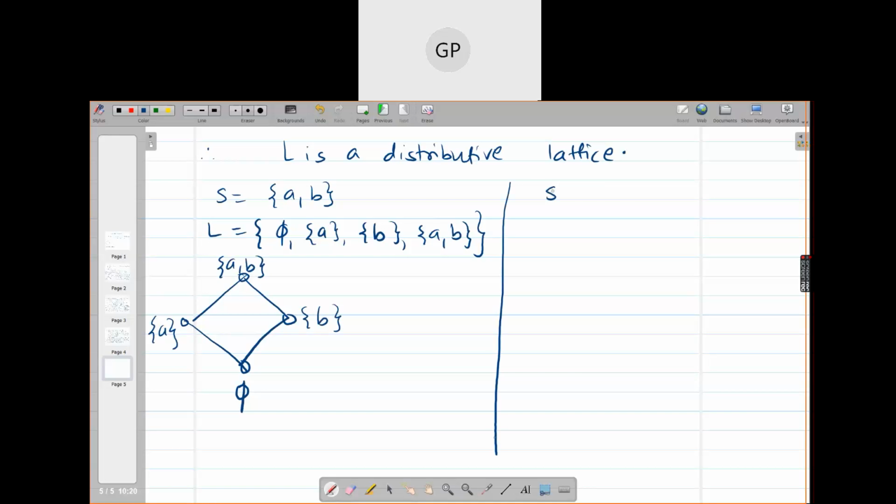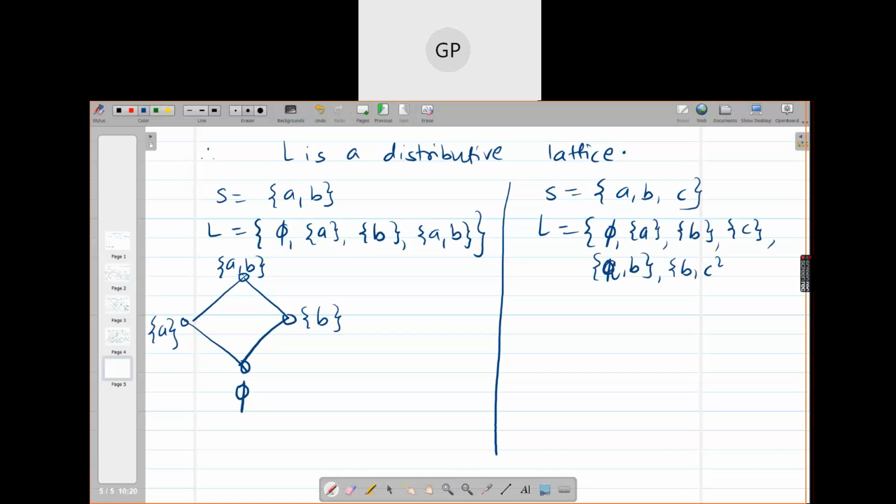Similarly, if you take A, B, C, your L will become phi, singleton A, singleton B, all subsets of S, singleton C, then you have AB, then you have BC, then you have AC, and you have ABC, the set itself. And the Hasse diagram will be a cube, right?